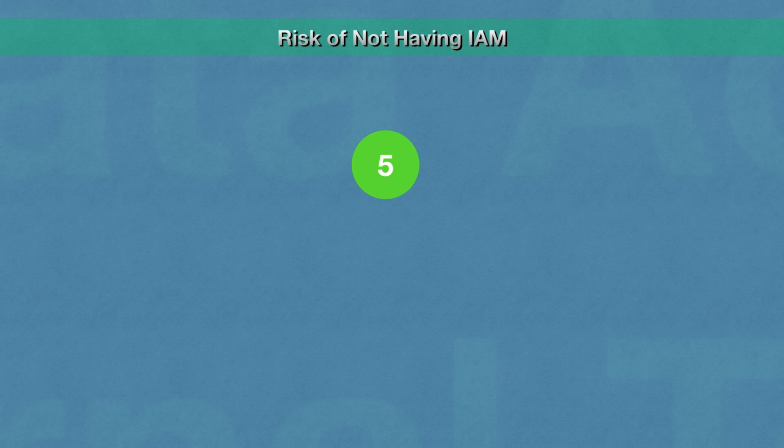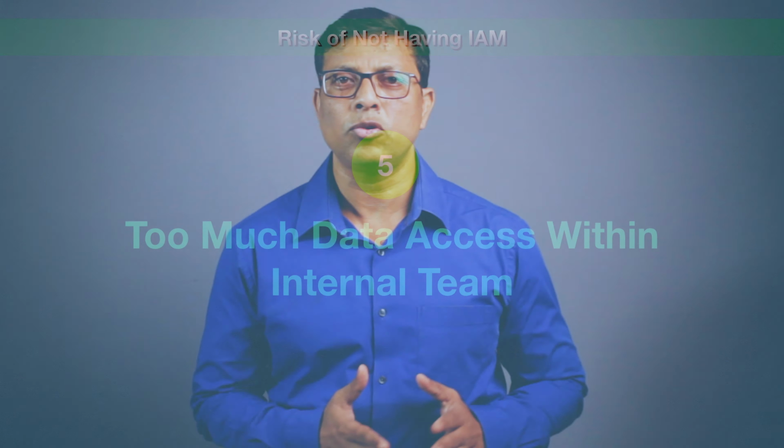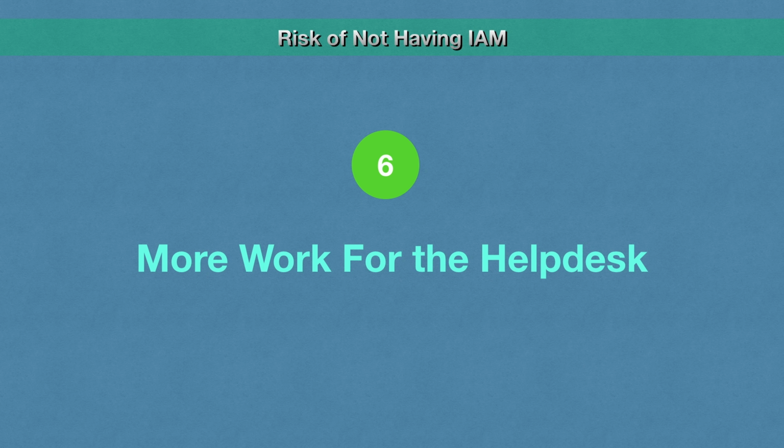Now the next issue is too much data access within the internal team. According to a 2018 study of Cybersecurity Insiders, 90% of organizations feel exposed to internal attacks. Another survey found that 75% of security incidents result from internal risks. And the next issue is more work for the help desk.